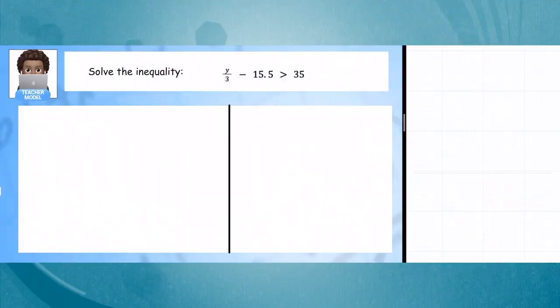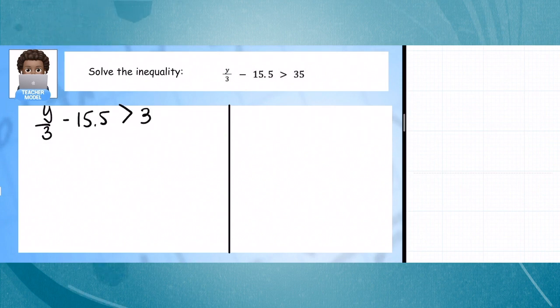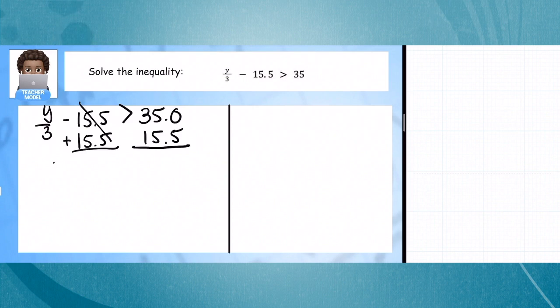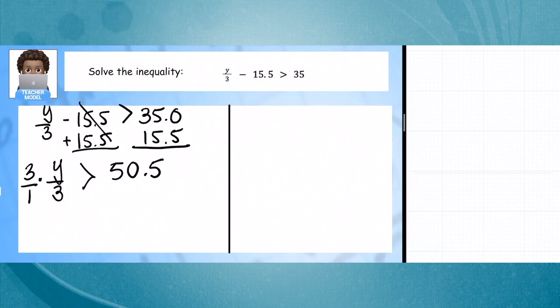Let's go into our second problem. A number divided by 3 minus 15 and 5/10 is greater than 35. We'll create our zero pair. And that leaves us with a number divided by 3 is greater than 50 and 5/10. Let's get rid of that 3. So we're going to do the opposite. A number divided by 3, the opposite would be to multiply by 3. So notice when I see that division and my variable, I'm going to multiply by the reciprocal.